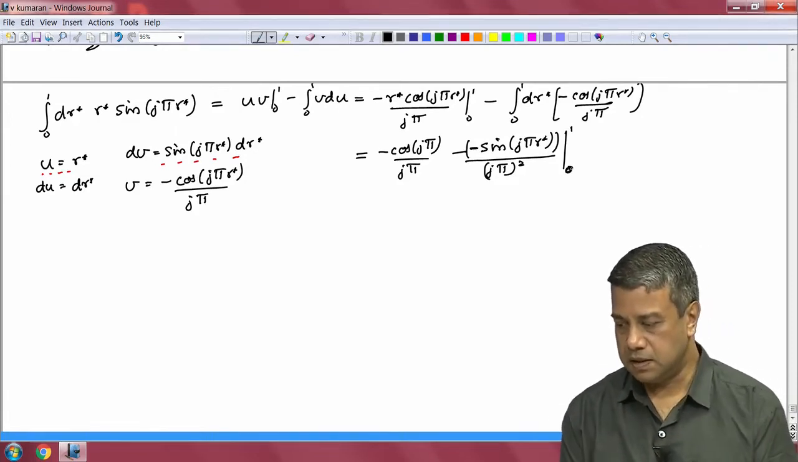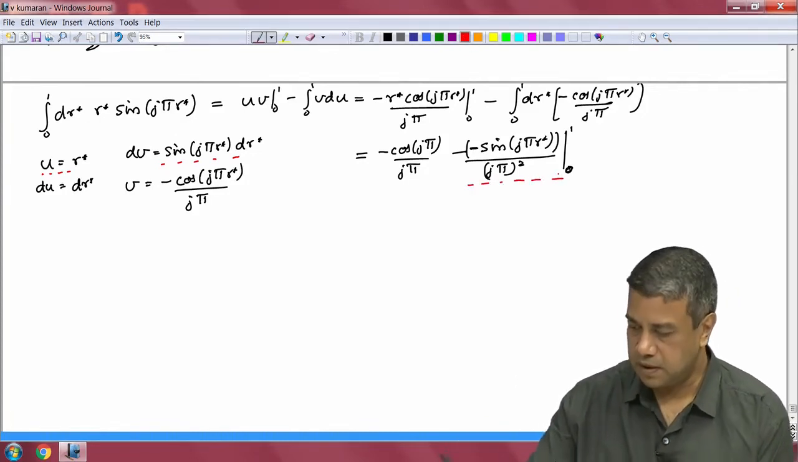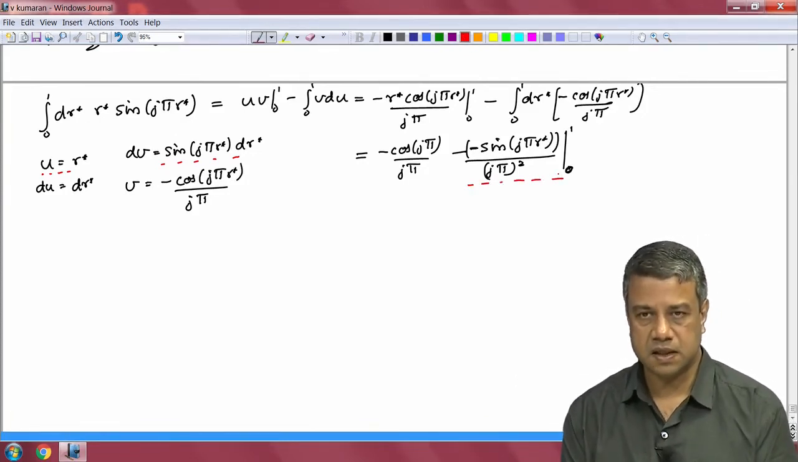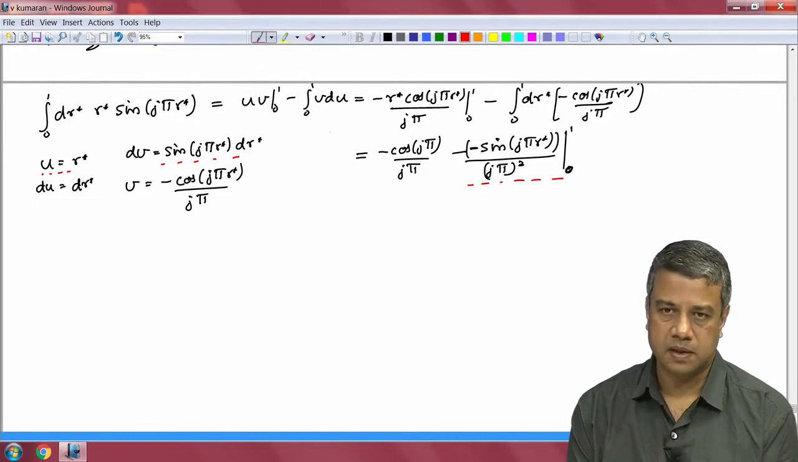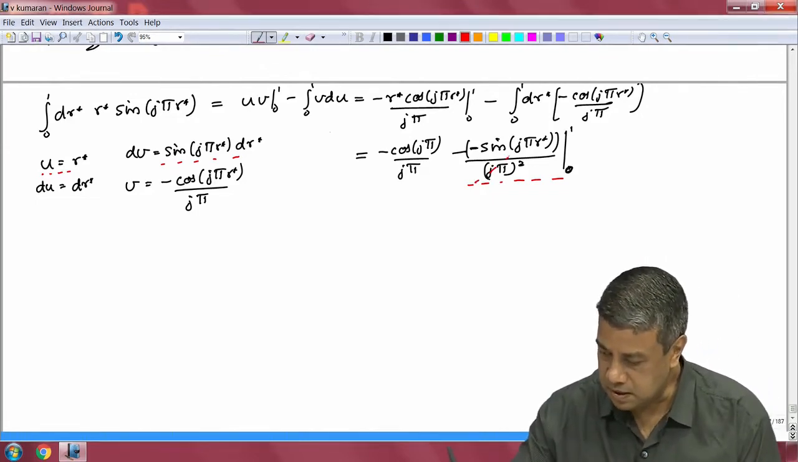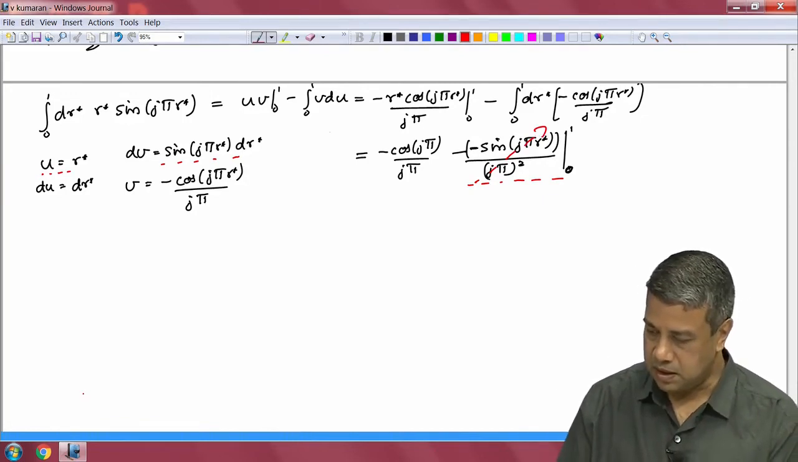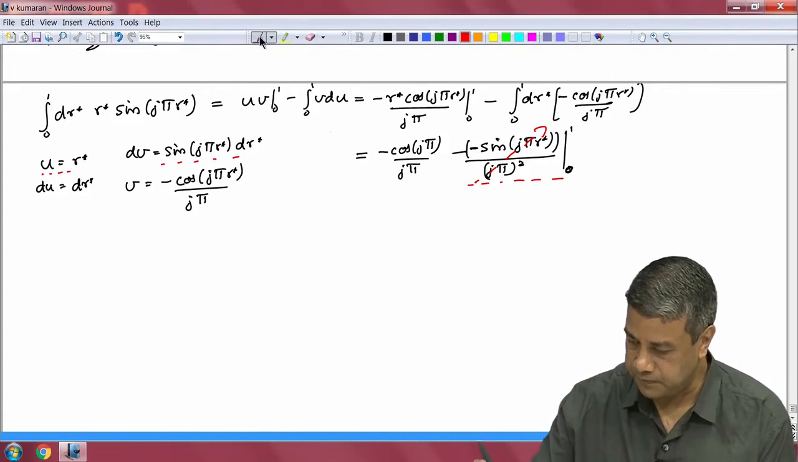So, here clearly the second term on the right, for j being an integer, is 0. So, sin pi is equal to 0, sin 2 pi is equal to 0, etc., at the upper limit. At the lower limit it is 0. So, this term is identically equal to 0, and this term is minus cos j pi by j pi.